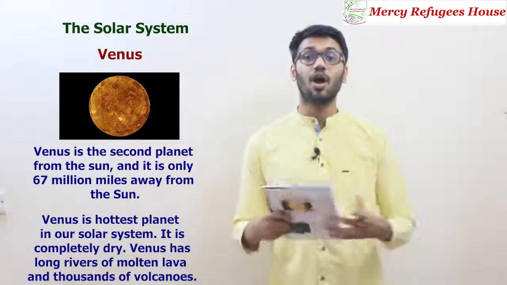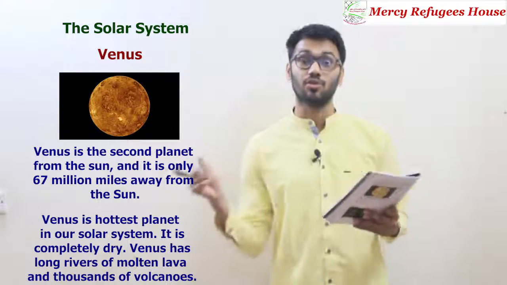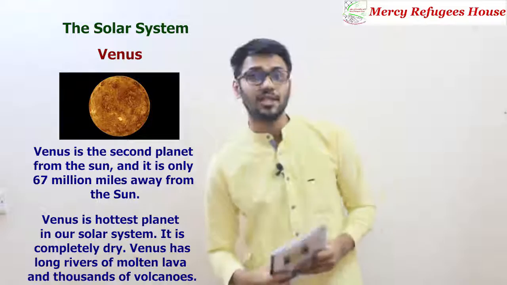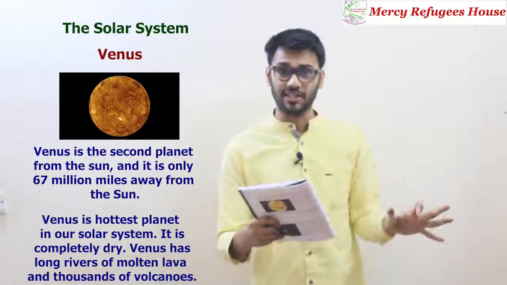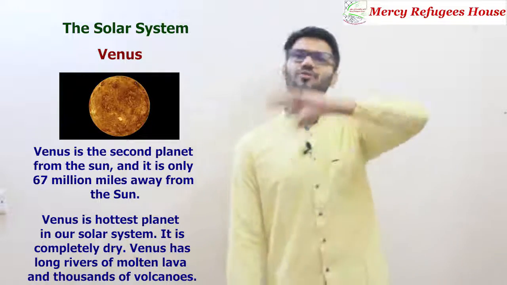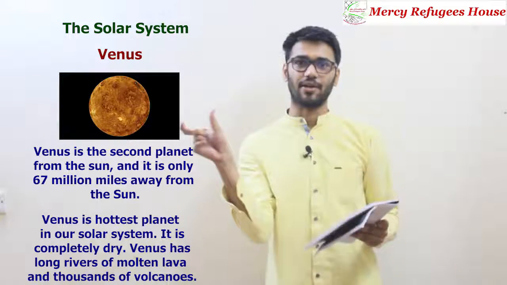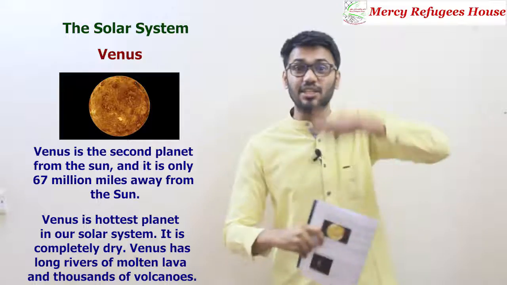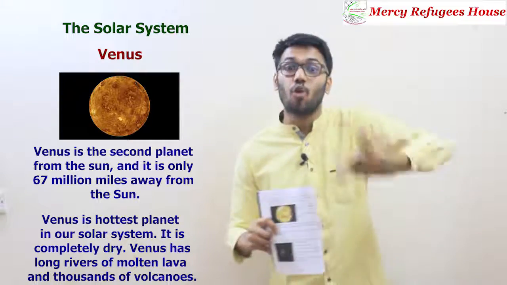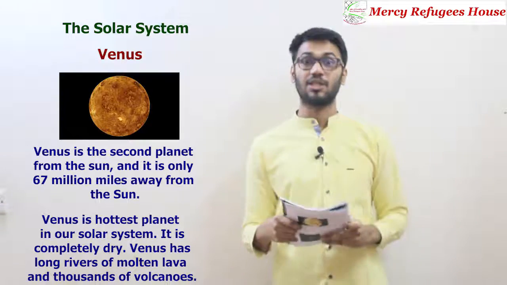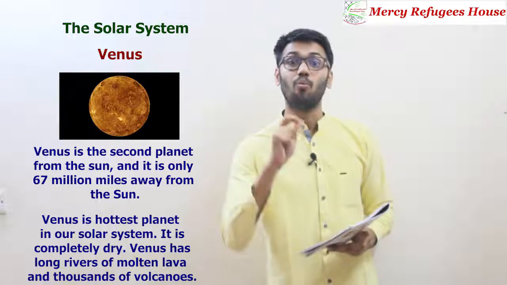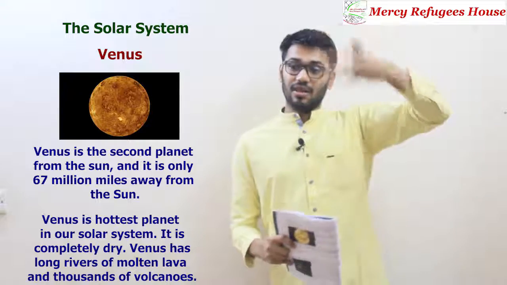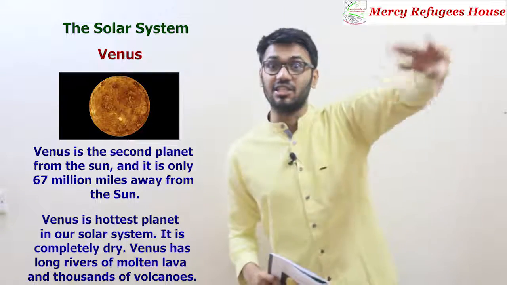Venus is the hottest planet in our solar system. It is the hottest one. Now, it is completely dry. There are no liquids in it. Venus has thousands of volcanoes. Volcano. What is a volcano? It brings molten lava from the core of the planet. It has also got some rivers of molten lava. That means the volcanoes are emitting lava and that is creating a river.